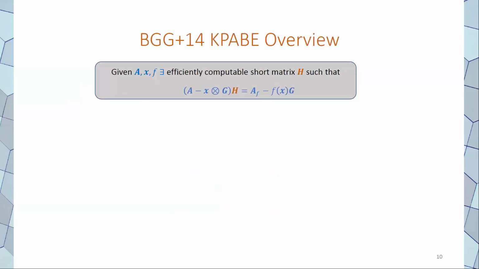So let us look at the high level idea of the BGG+ ciphertext. It uses a homomorphism that says that given a matrix A, a binary vector X and a function F, there exists a short, low norm, efficiently computable matrix H such that (A minus X tensor G) multiplied by H is equal to AF minus F(X)G. And this matrix AF can be computed publicly using A and the function F. And we can see that if F(X) is equal to 0, this basically gives us AF.